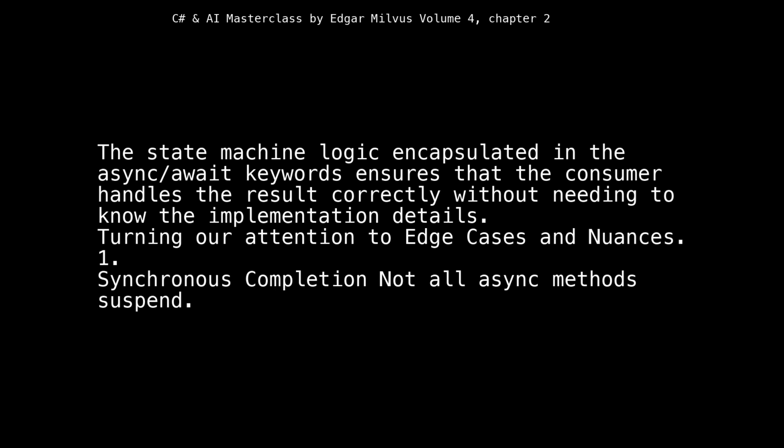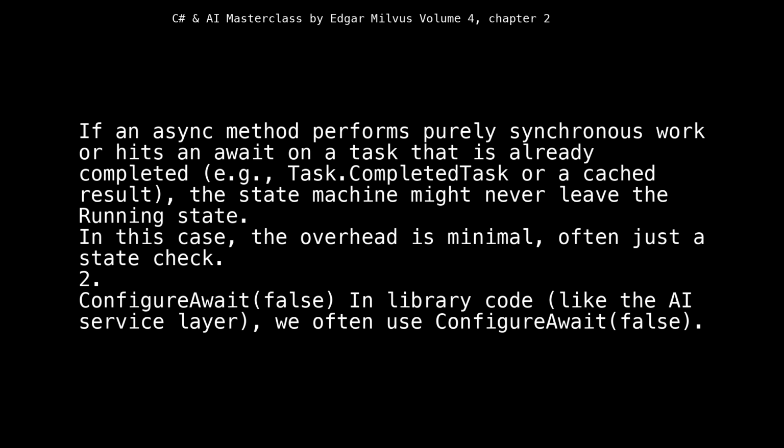1. Synchronous completion. Not all async methods suspend. If an async method performs purely synchronous work or hits an await on a task that is already completed, e.g., Task.CompletedTask or a cached result, the state machine might never leave the running state. In this case, the overhead is minimal, often just a state check.